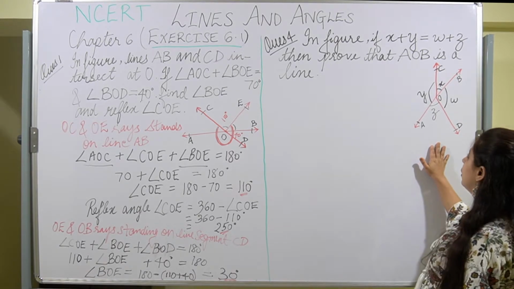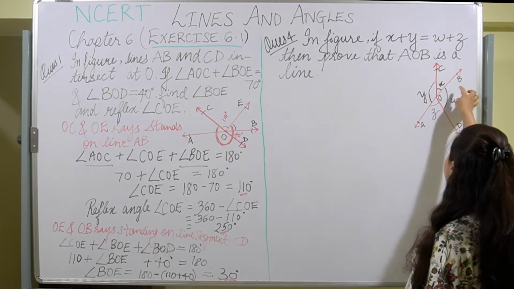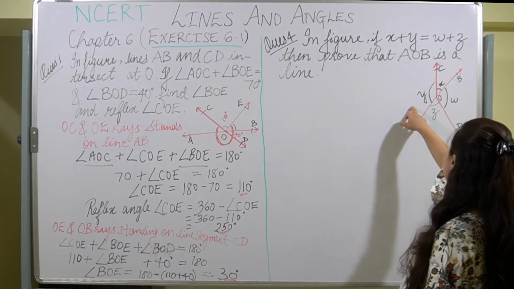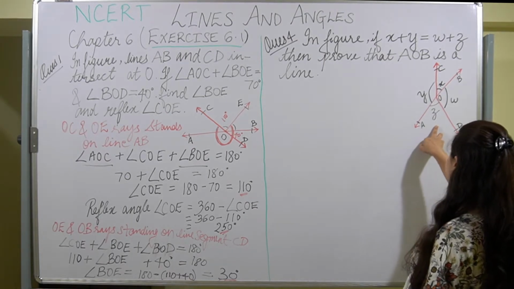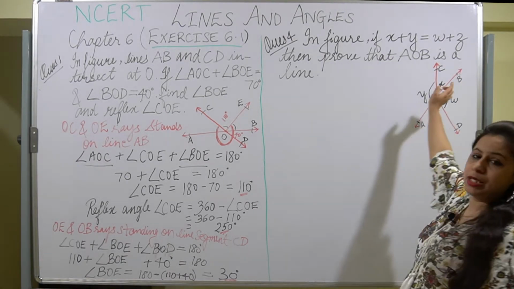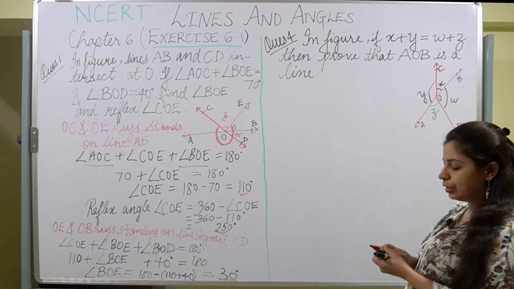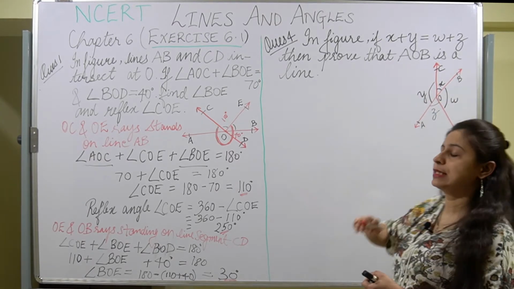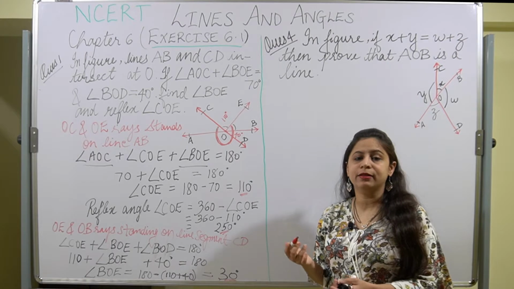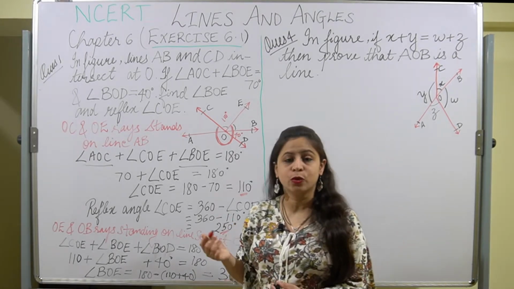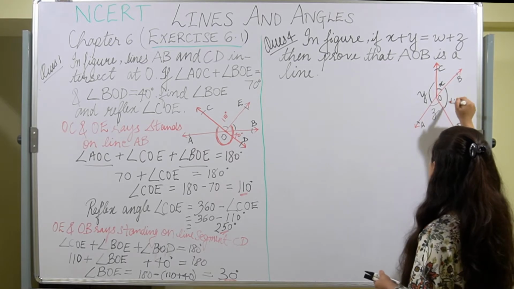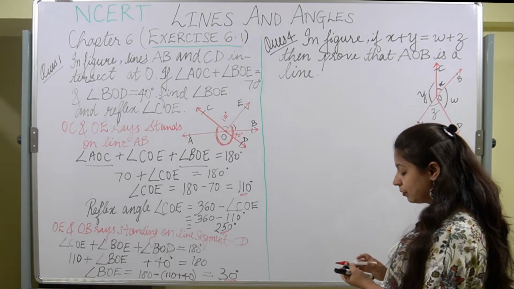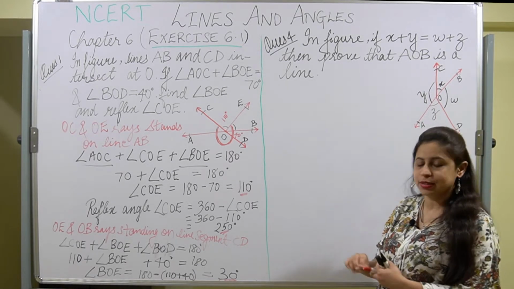So the figure is being given over here. In the figure we can see angle BOC is equal to x, angle COA will be equal to y, angle AOD will be equal to z, and angle DOB is equal to w. So we already know that the sum of all the angles is equal to 360 degrees. If it is a straight line, then the sum of the adjacent angles is equal to 180 degrees, but this is not a straight line, so it forms a sum equal to 360 degrees.